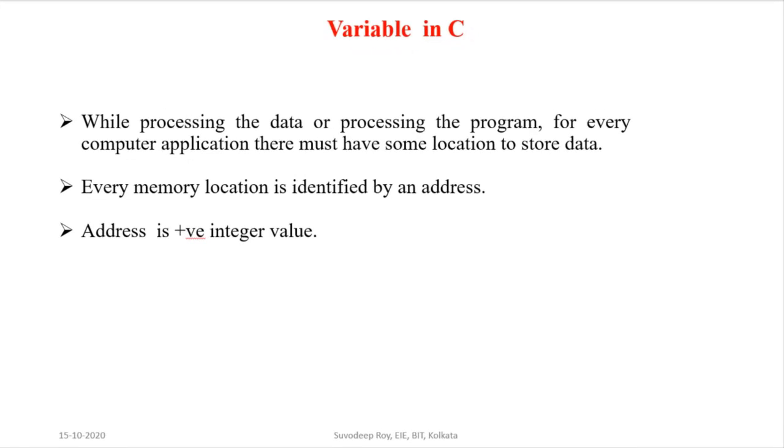So first, what is a variable? If you want to process any data or any program, every computer application must have some memory location to store data. And every memory location is identified by an address. That address is nothing but a positive integer like 100, 200, 128, 572, any positive integer.